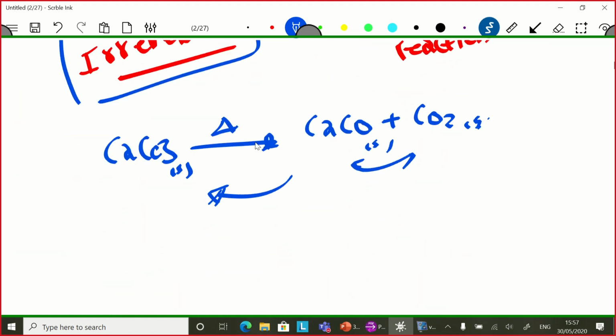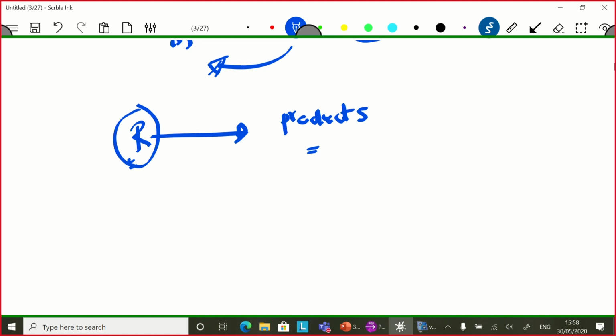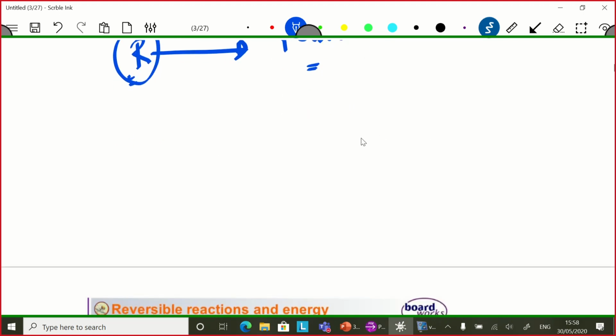What are the properties of the irreversible reaction? If you have an irreversible reaction, the reaction will always be going in one direction, so reactants reacting together to form products. And this reaction is going to stop or finish once all the reactants, or one of the reactants, has disappeared.